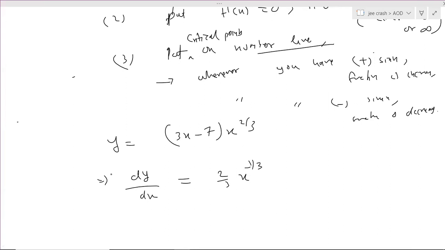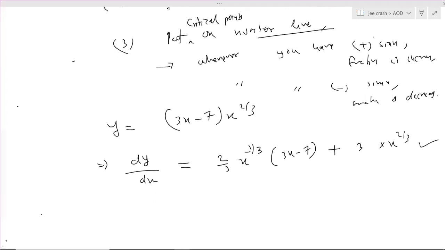Okay. Into 3x minus 7. Correct. Plus 3 into x raised to 2 by 3. Absolutely correct. This is the speed I'm expecting from all of you. Right? Differentiation should be effortless. We can do some simplification. This is 2 times 3x minus 7, this is 3x to the power 1 by 3.